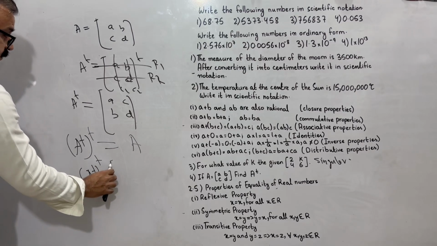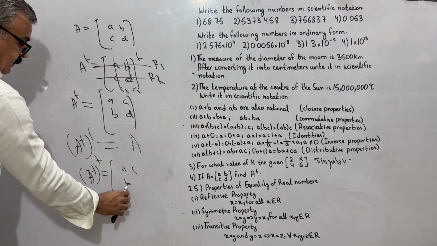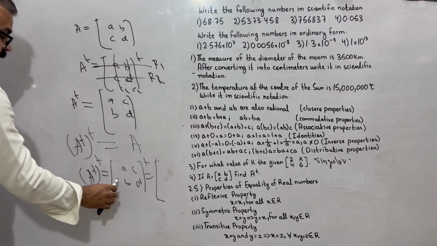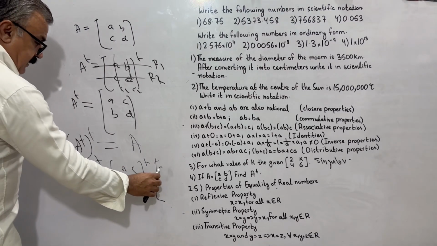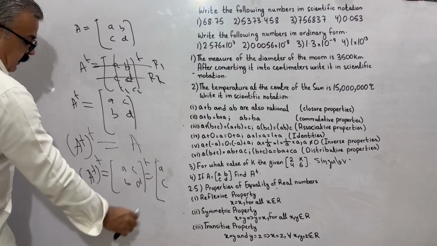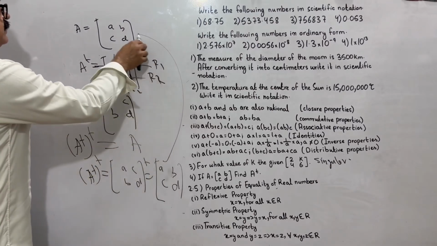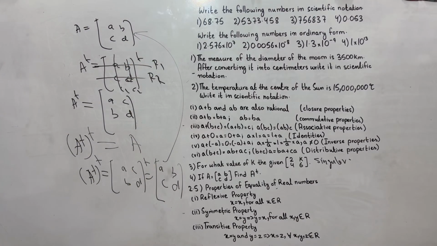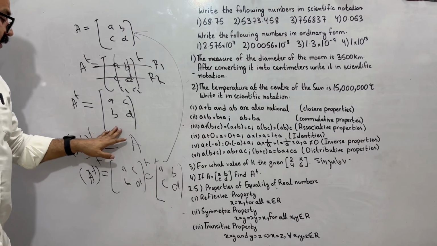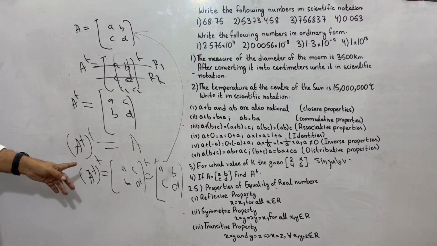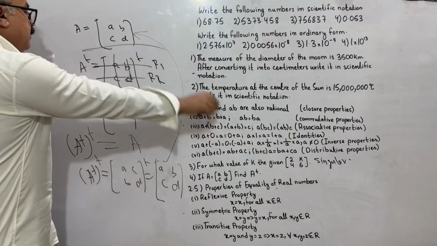Take A again, transpose, AC BD transpose. Transpose means convert rows to columns. AC is the first row, write it in the first column. BD is the second row, write it in the second column. Look at this, this is the original matrix. This is the way to find A transpose: convert rows to columns. A transpose again transpose, we are going to get the same original matrix.